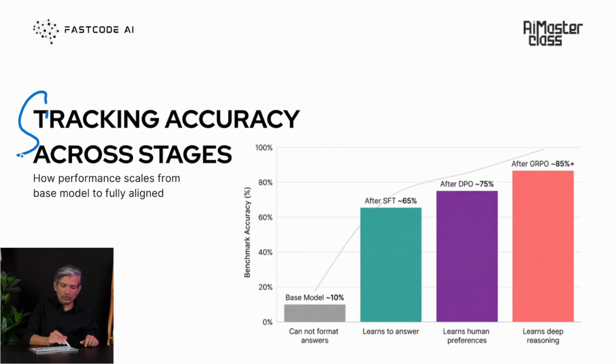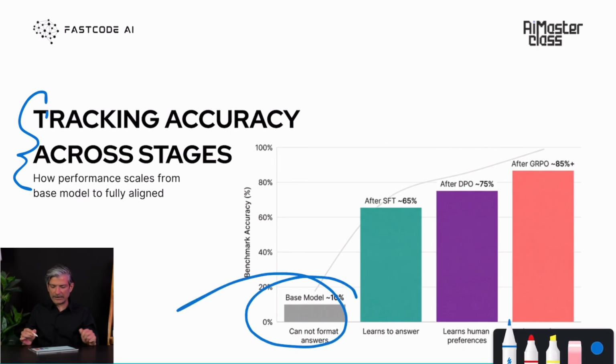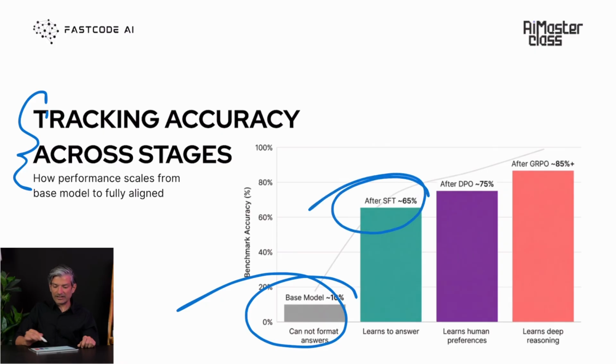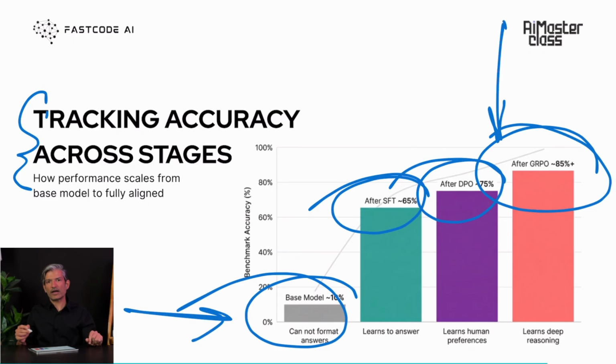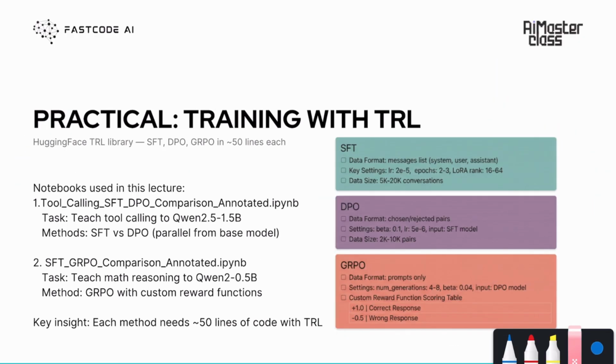And if you were to track benchmark accuracy across these stages for tool calling, an example that we will see later, we will see that the base model does about 10%. It cannot answer most of the questions. After SFT, it does about 65%. After DPO, about 75%. And after GRPO, we get the final model, which gets us about 85%. So from 10 to 85 is very impressive.